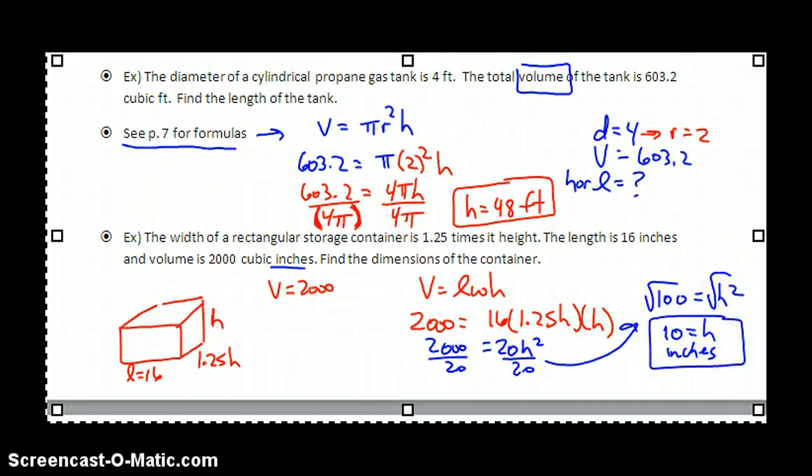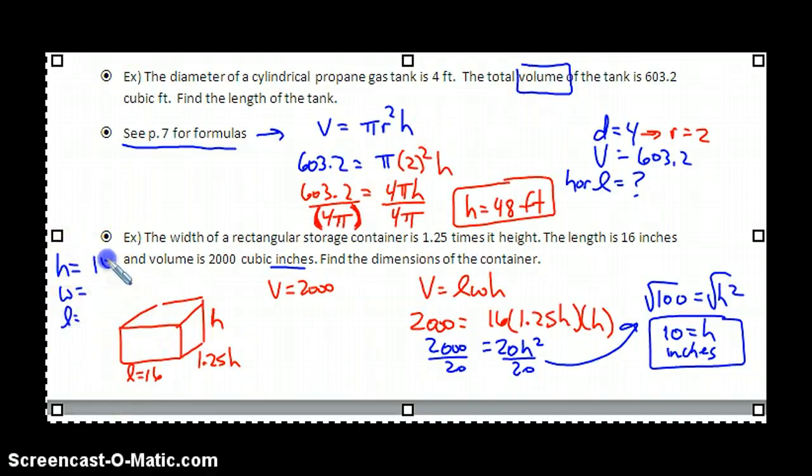Now sometimes when you do this, you think that you're done when you find the height, but what a good math student will do is go back and look at the problem and ask if they've answered all of the portions of the question. And the question doesn't say just to find the height, it says find the dimensions of the container. So I really want to know height, width, and length. We already found the height.